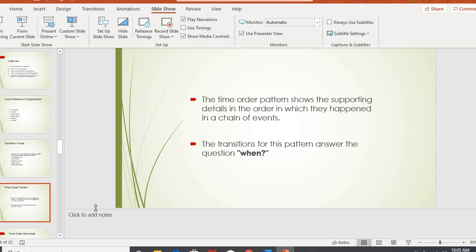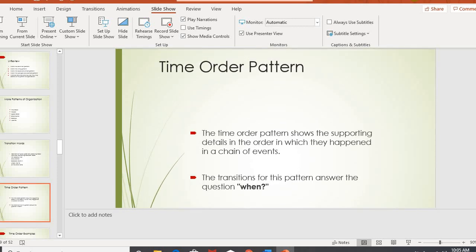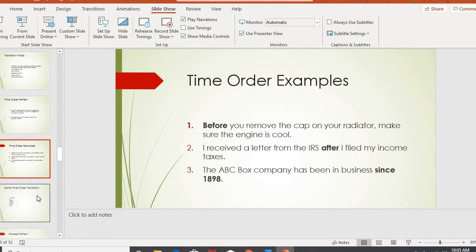Here we go. Time order. Time order is just simply answering the question, when? When did something happen? Before you remove the cap, make sure the engine is cool. I received a letter from the IRS after I filed my income taxes. The ABC Box Company has been in business since 1898. All of those answer the question, when?